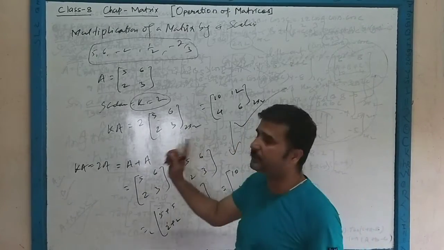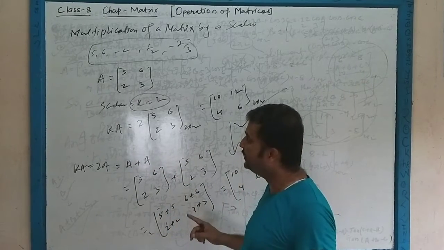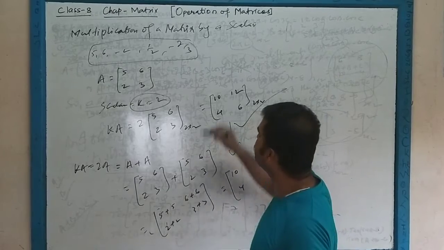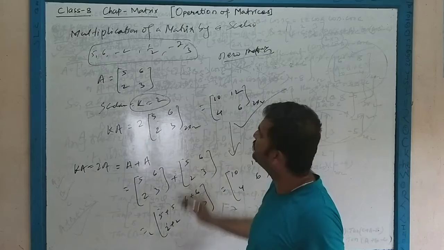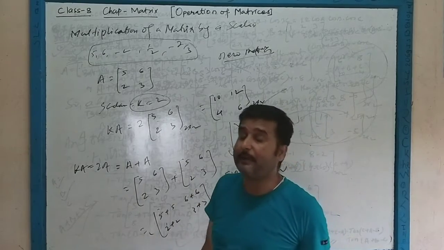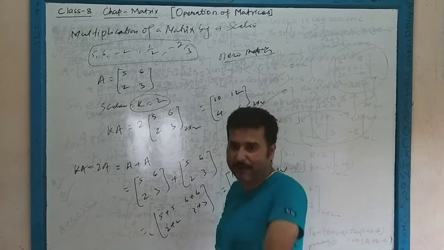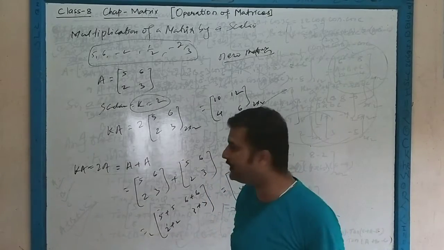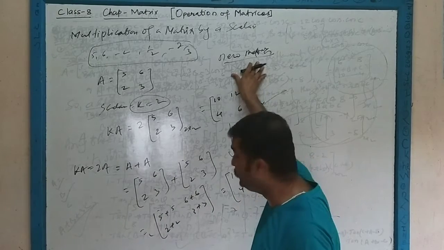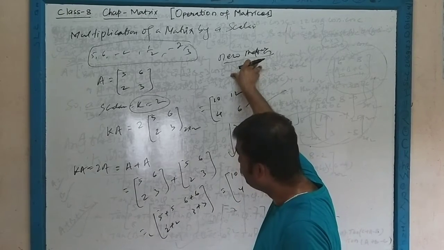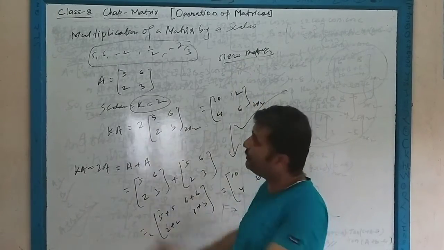Again I repeat, if you multiply any matrix by any scalar, then you get a new matrix, which will have the elements of the previous matrix multiplied by that scalar. All the elements will be multiplied by the scalar. You will get the elements of the new matrix. The elements of the new matrix will be equal to the elements of the previous matrix multiplied by the scalar.